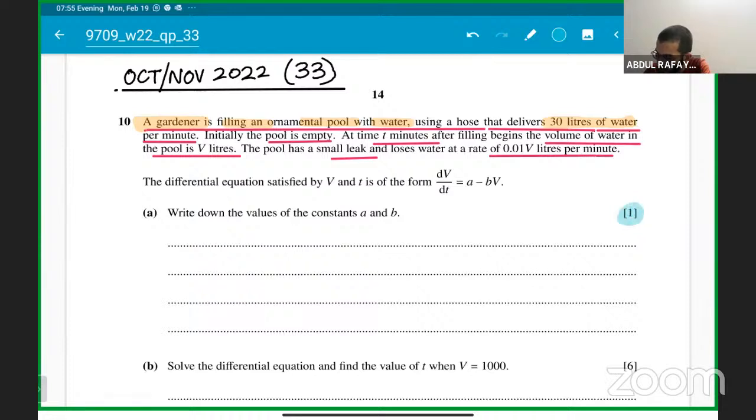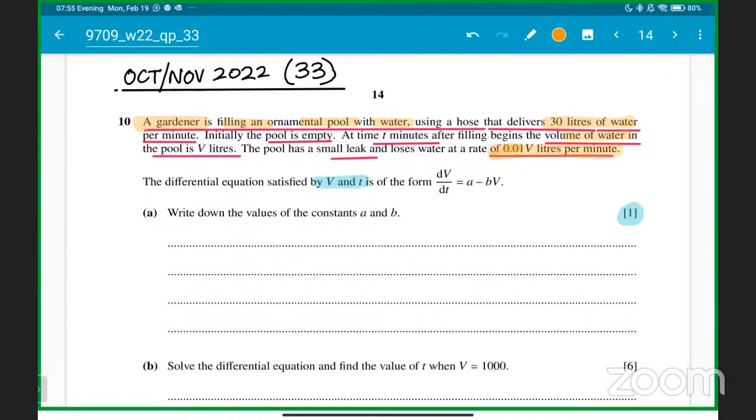The differential equation is in the form dV/dt = A minus B times V, satisfied by V and t. Students need to understand it's not difficult. You just need to understand the concept. Just read the question carefully and you will be able to understand this. Getting it, guys, with me? Everyone clear?